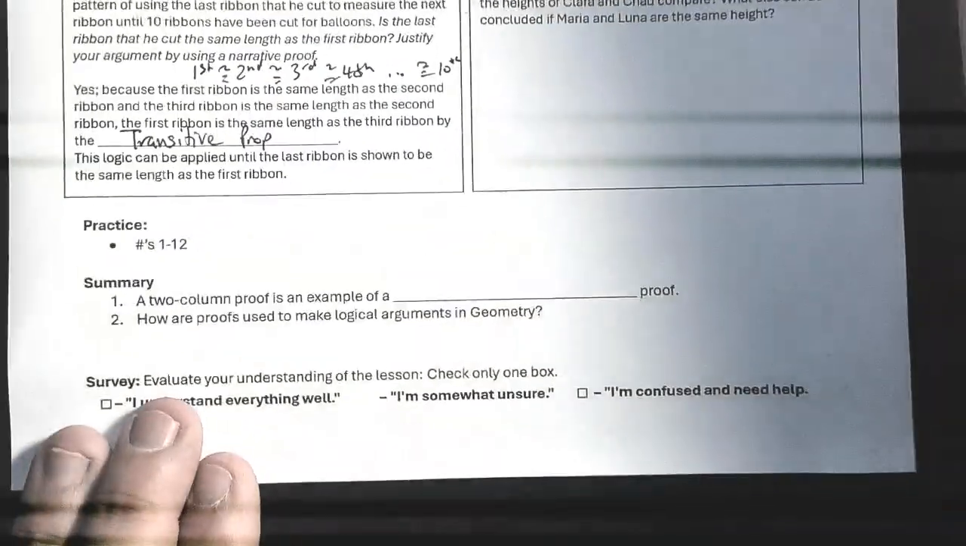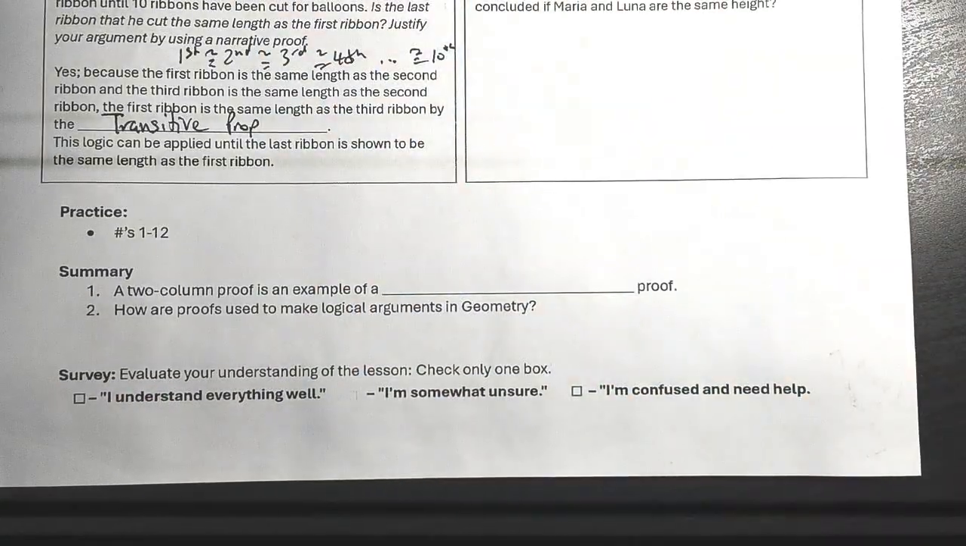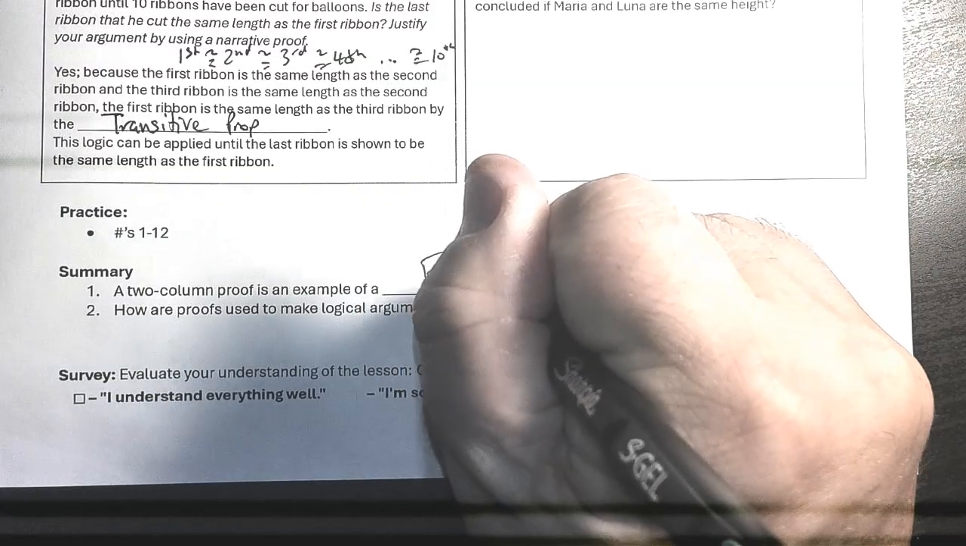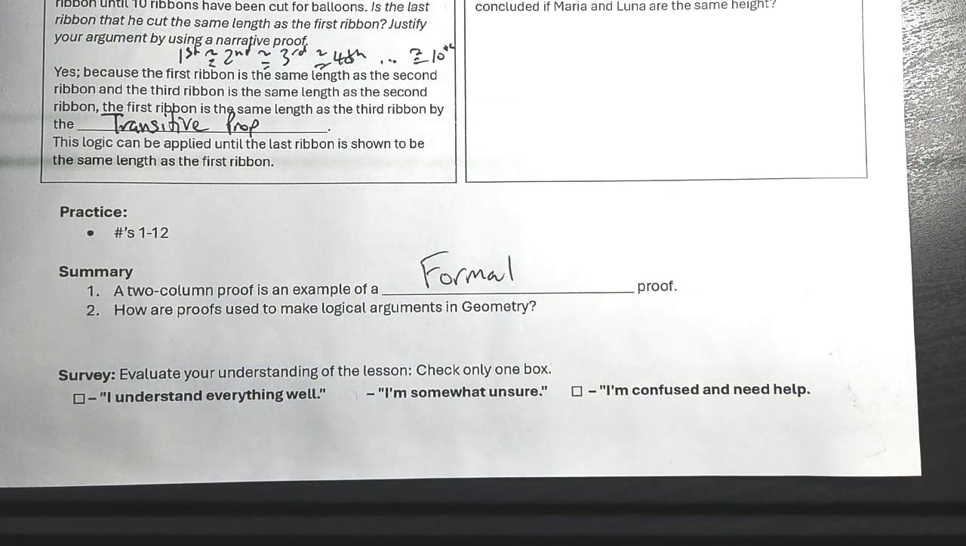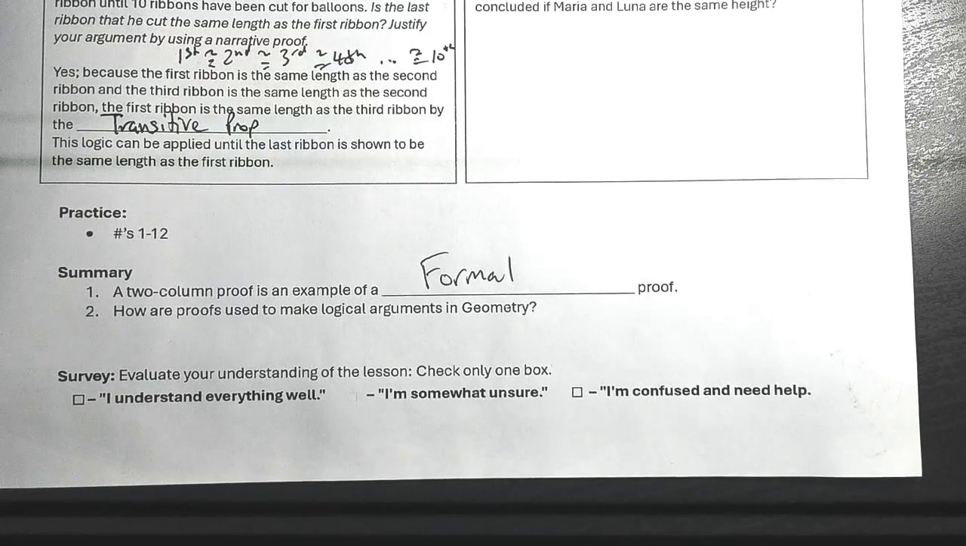All right, scooching down to finish this off. So a 2-column proof is an example of a formal proof. Proofs are used to make logical arguments in geometry. That is one for you to answer. And if you have any questions, please let me know.